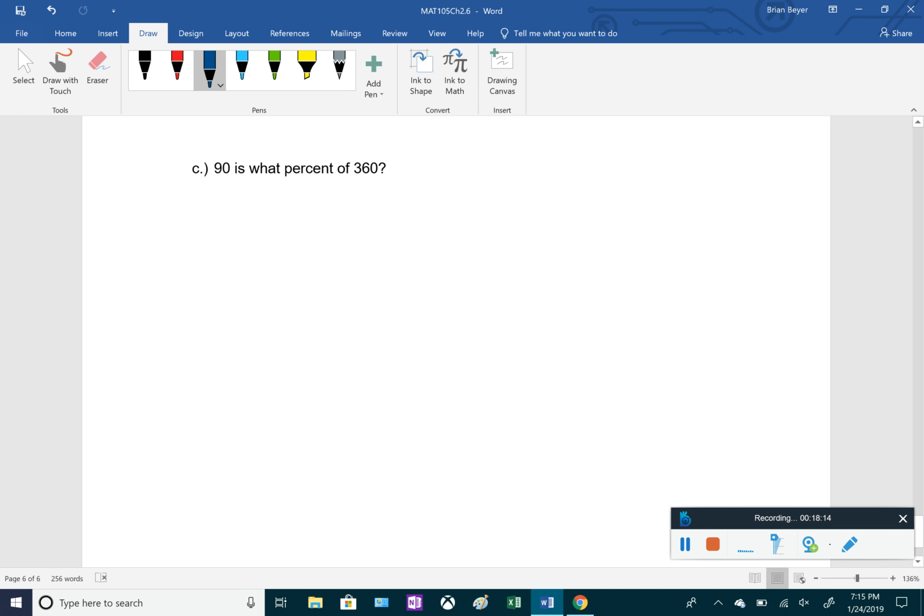Okay, I believe this is the last question. So the last one, 90 is what percent of 360? So we are looking for the percent. So we're looking for x. So x over 100, and it says 90 is what percent of 360? So 90 over 360 equals x over 100.